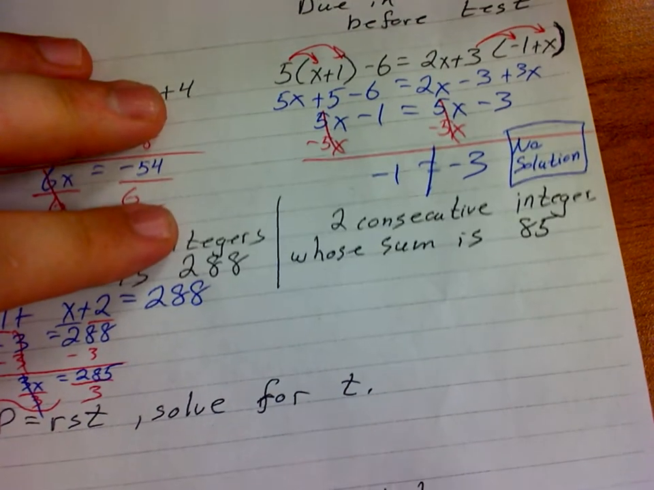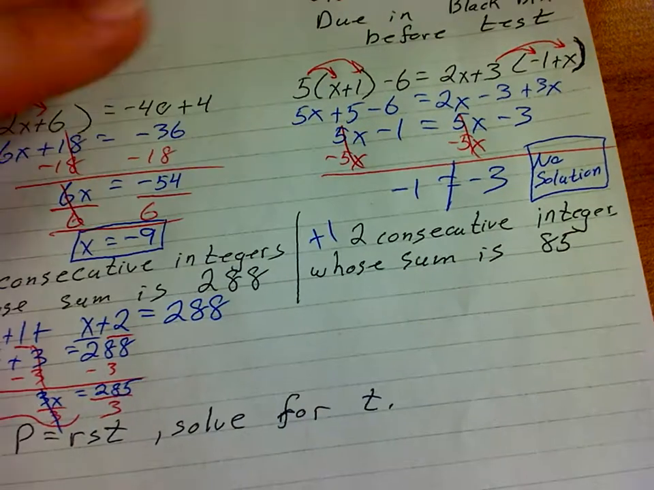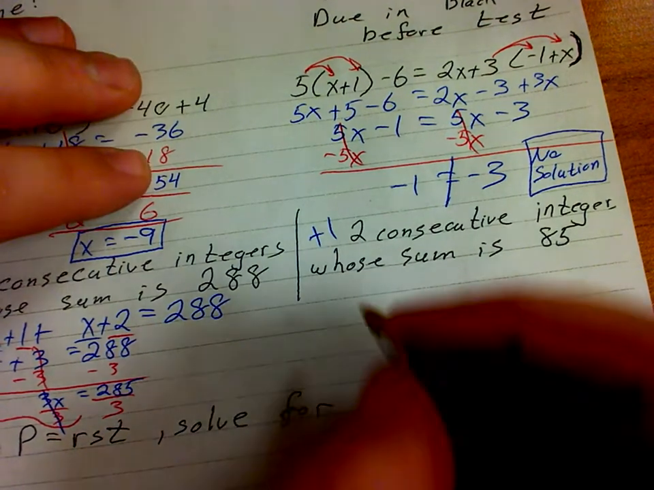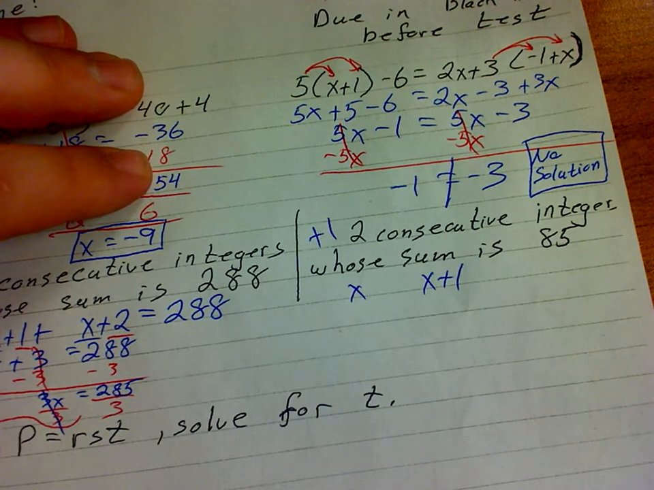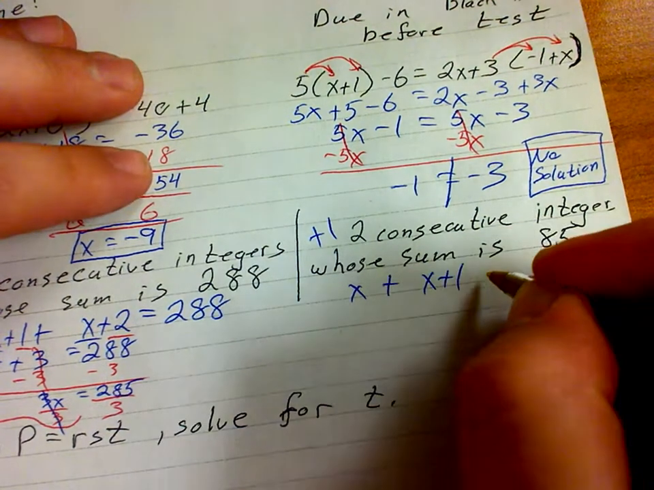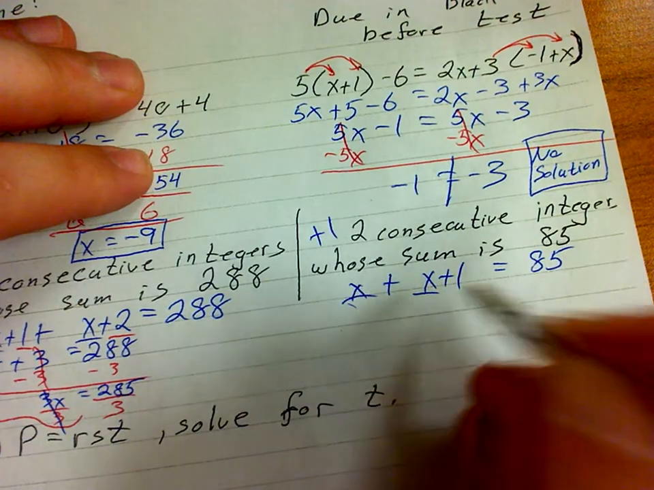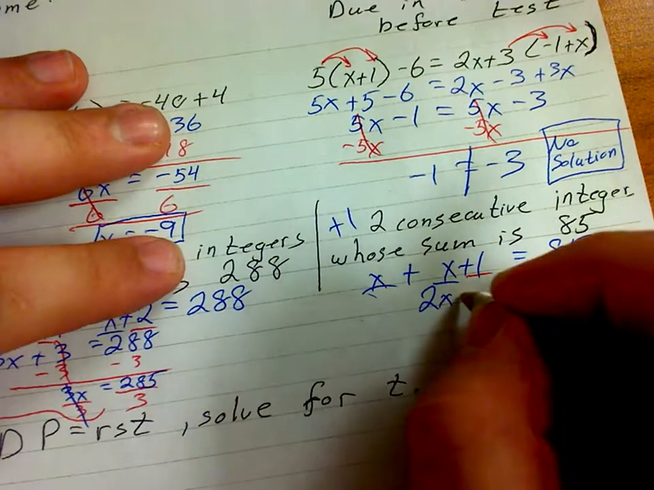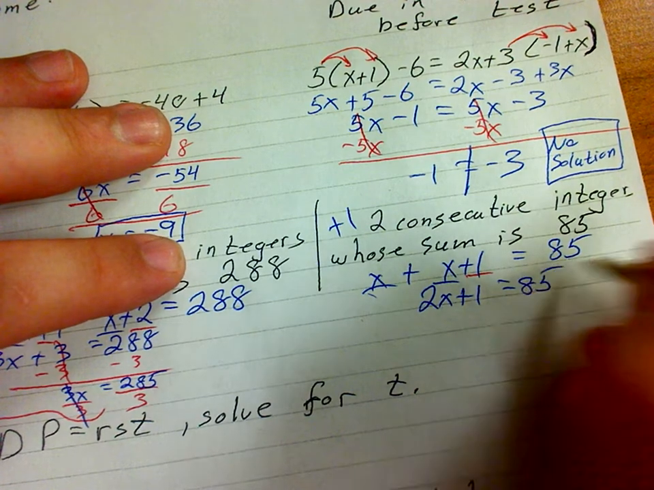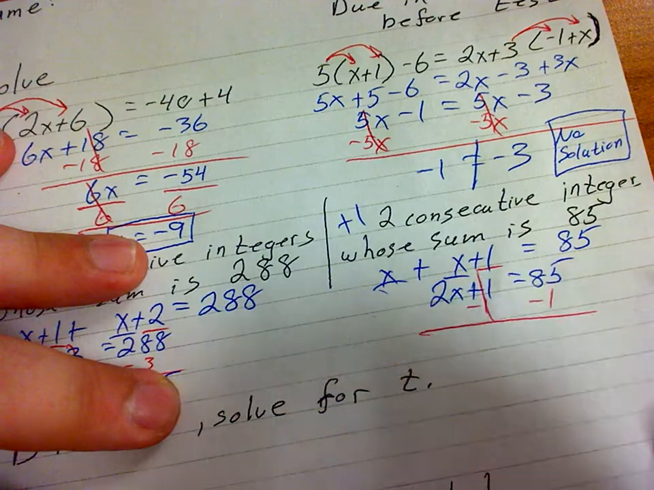Okay? All right, on this one, a little bit easier, I think, because there's only 2 consecutive integers whose sum is 85. Once again, we do not have the word odd or even there, so this is going to be another plus 1 problem. They're only looking for 2 consecutive integers, so with the first one being x, the next one is going to be x plus 1, and there's our 2 consecutive integers.